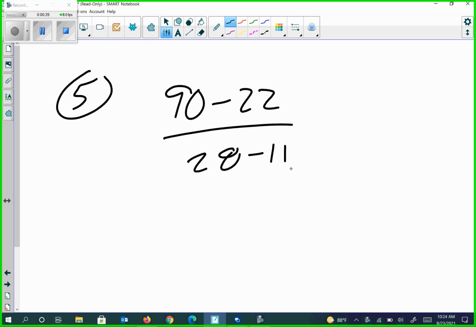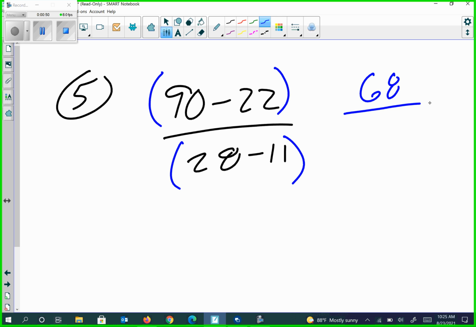You think you should probably divide first, but unfortunately, you have something all on top that can be combined together and something all on bottom that can be combined. And being that the fraction bar, aka division bar, is the same, you're going to treat this as if it is in parentheses and this in parentheses. So 90 subtract 22 is 68. And then 28 subtract 11 is 17.